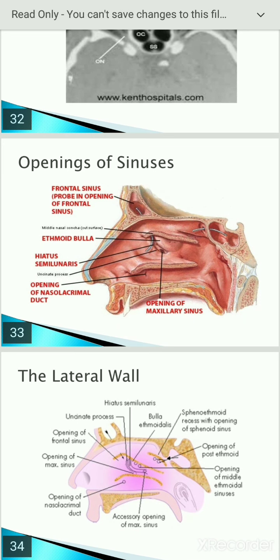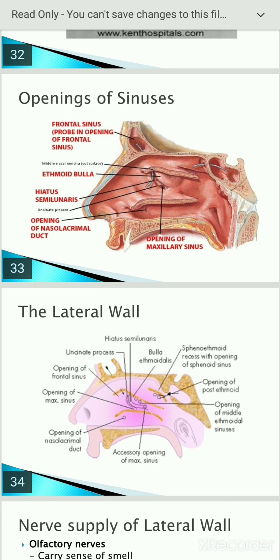This figure shows sagittal section and it shows openings of sinuses. First is frontal sinus and which opens in the middle meatus. This figure also shows us hiatus semilunaris. We also see opening of nasolacrimal duct in the inferior meatus and we also see opening of maxillary sinus in the middle meatus.